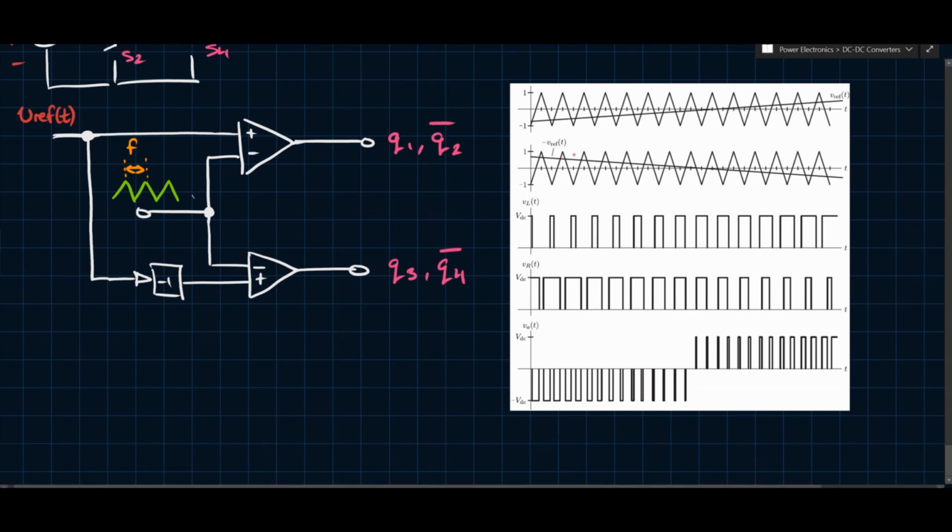For Q1 and Q2, that's this top one. So Q1 gets that, and Q2 inverse should be the inverse of that. We can call that Q1, which is more accurate. Then this one here is for Q3. Essentially, when the reference is greater than the triangle, we switch on Q1, and Q1 is going to be this left side.